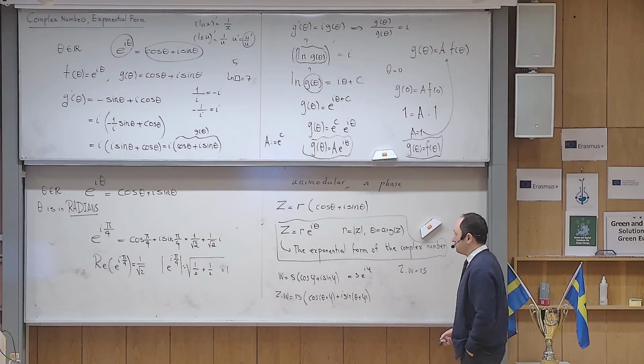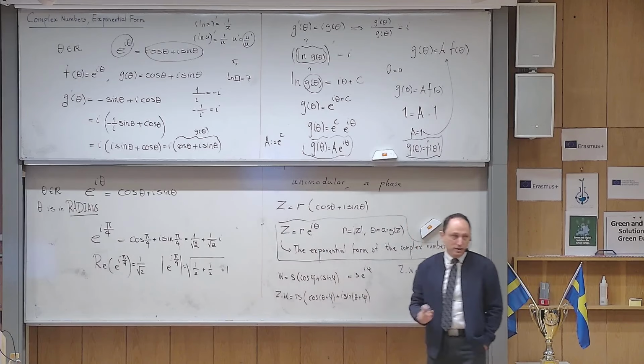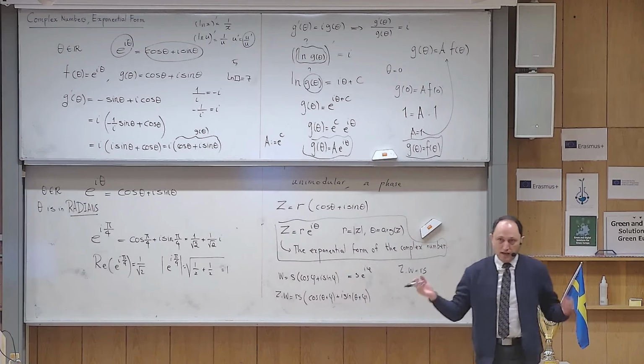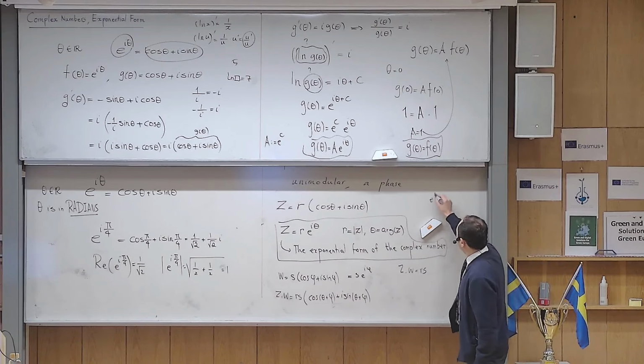There is nothing to remember. And you know the rule. If I am multiplying two exponents with the same base, I add the exponents, yes? So I am multiplying e to the power i theta by e to the power i phi.